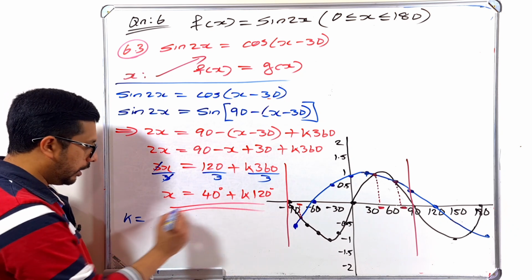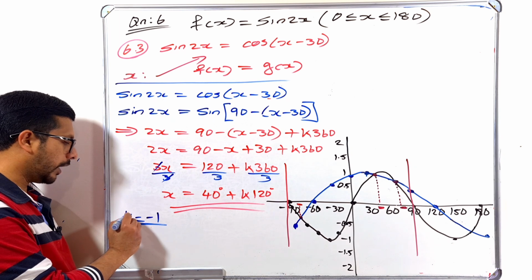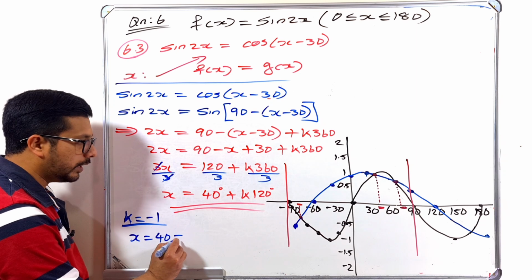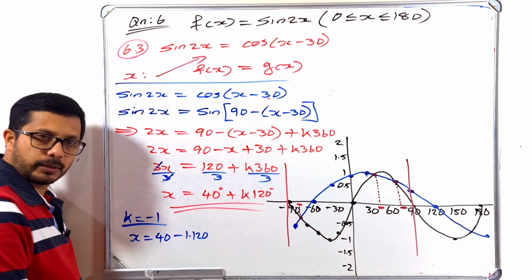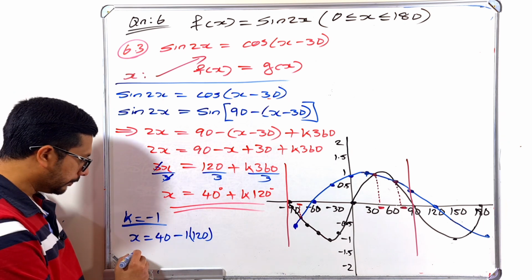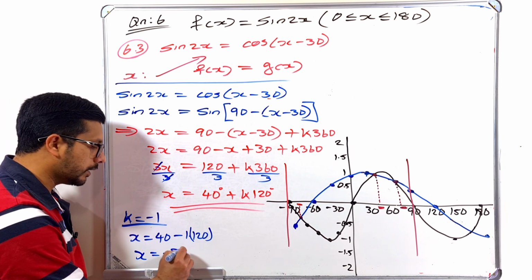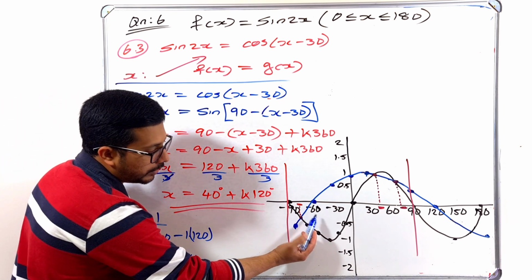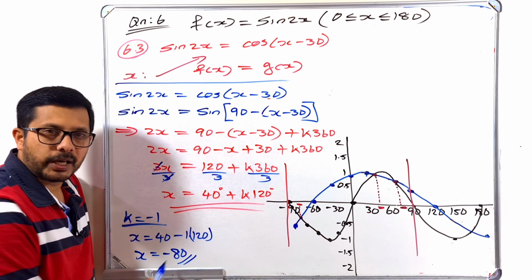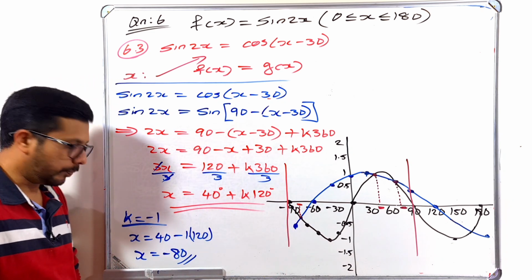So now look at this one. I'm going to substitute k as minus 1. So what is x? x is equal to 40 plus minus 1 times 120. So that is 40 minus 120, which is minus 80. Can you see that this point lies between minus 60 and minus 90? So the x value at that point is minus 80.